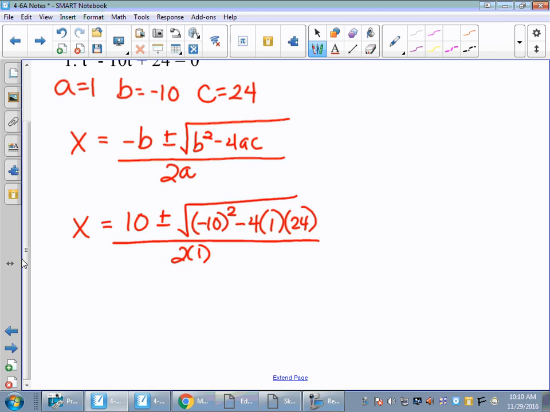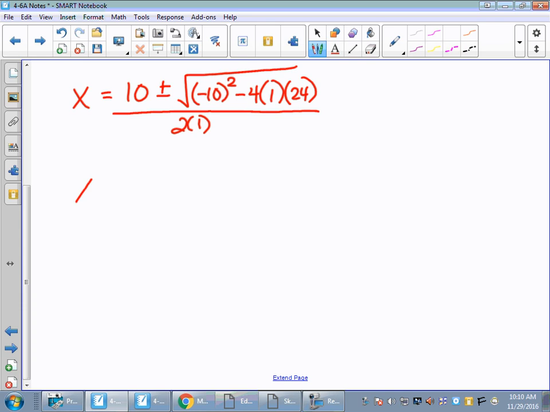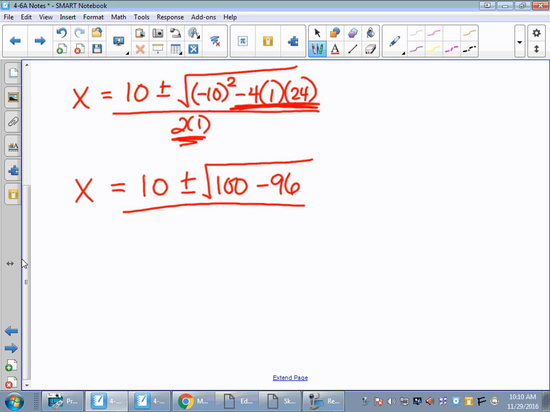So the very first step, write down the a's, b's, and c's. Second step, write down the formula. Third is just plugging the numbers in without doing any calculations. A simple substitution step. In this third step, we're allowed to do the 3 separate multiplications that are occurring. So we can write down 10 plus or minus the square root. We can multiply the negative 10 by itself, or square negative 10, which gives us 100. We can multiply this negative 4 times 1 times 24, which is a negative 96. And then we can do the 2 times 1 in the denominator, which is 2.